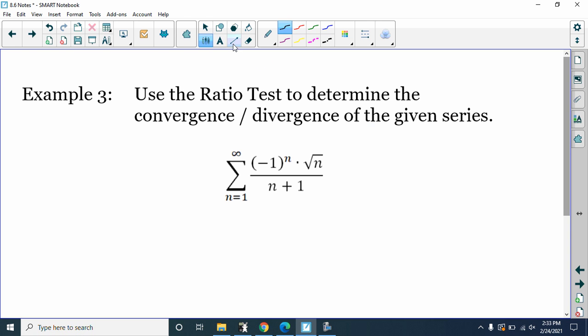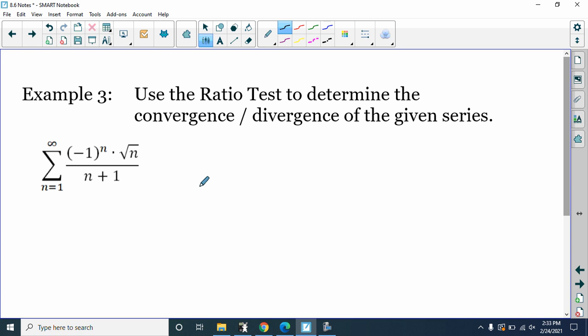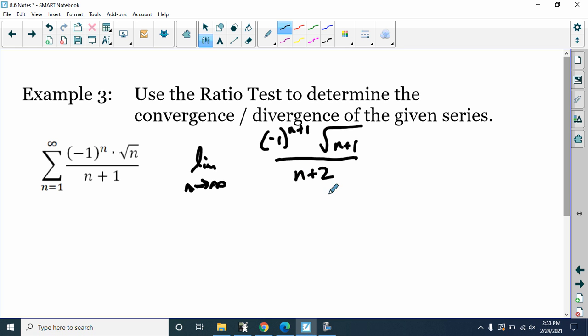Example 3, again, is asking us to use the ratio test to determine the convergence or divergence. Limit as n goes to infinity of -1 to the n plus 1 times square root of n plus 1 all over n plus 1 plus 1. Divided by this, multiplied by the reciprocal.